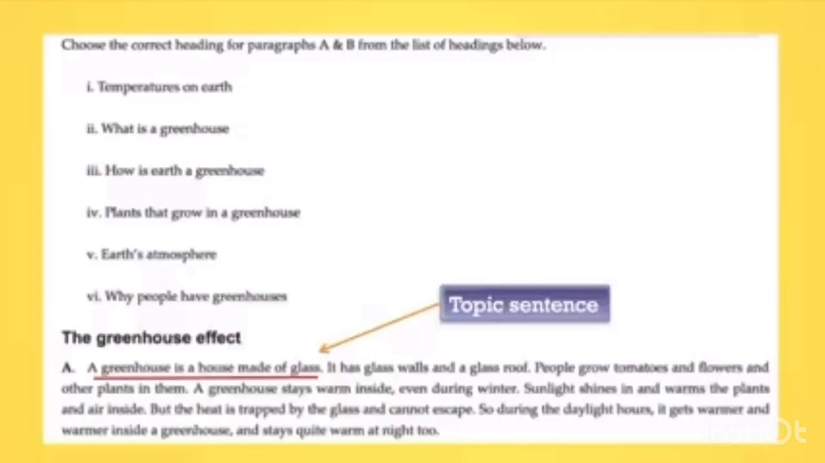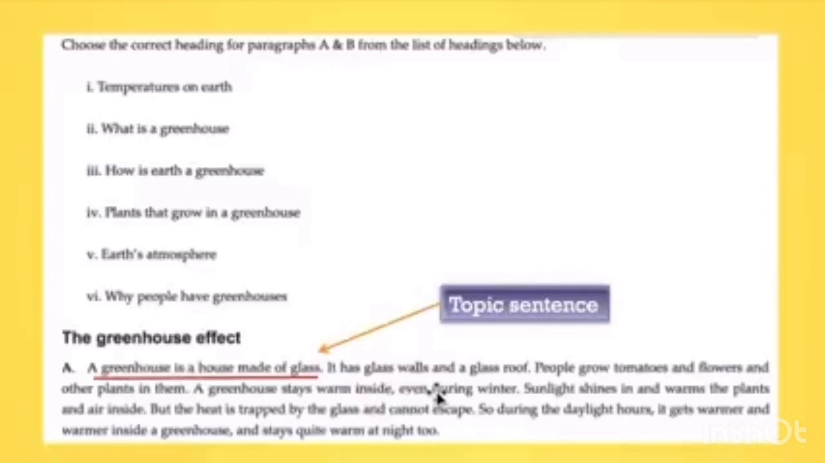Let's look at an example. So here's a list of headings that we have, and here is a paragraph given. So the question is, match a heading with this paragraph. So when you're reading the paragraph, let's read through the entire paragraph. A greenhouse is a house made of glass. So like I said, the first line is the topic sentence, which should give a main idea of the entire paragraph. Let's see if it does.